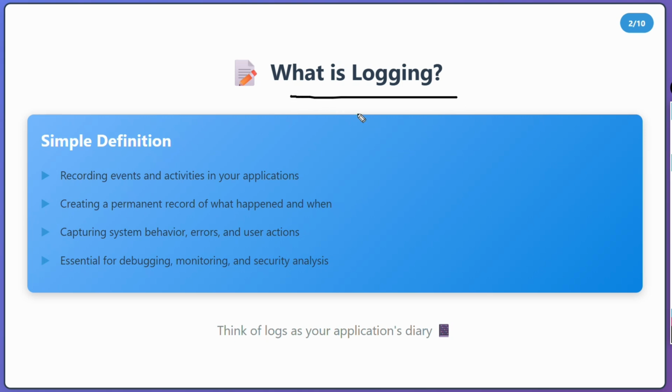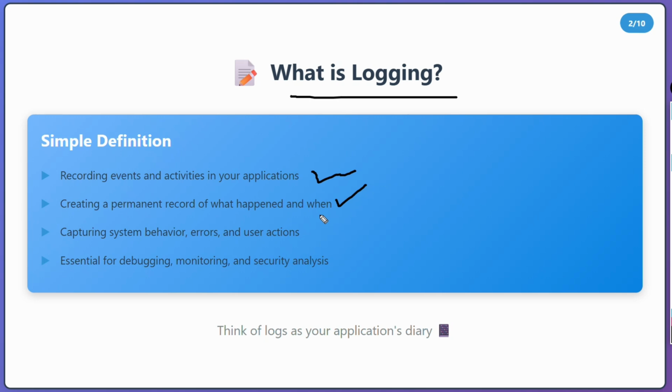Here, let us discuss what logging is. Here are some simple points, which are self-explanatory, but we'll cover all the points about logging. Basically, it is recording events and activities in your application. Logging means keeping track of everything your application does. It is like a diary that records every event, a diary for your application. That might be any event, any action or any error. All will be stored in the logs, and it creates a permanent record of what happened and when it happened. It stores the exact timestamp with what exactly happened.